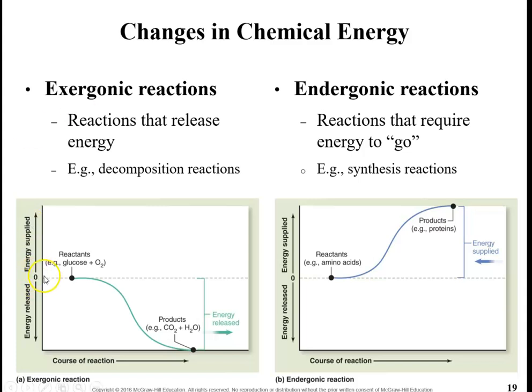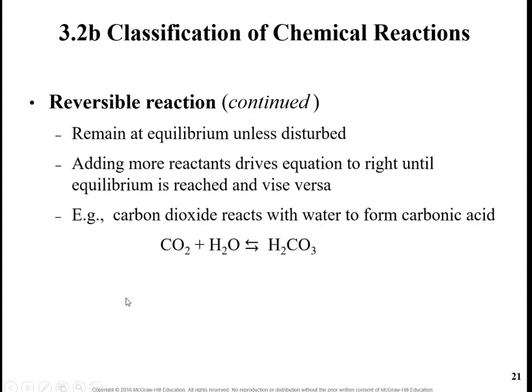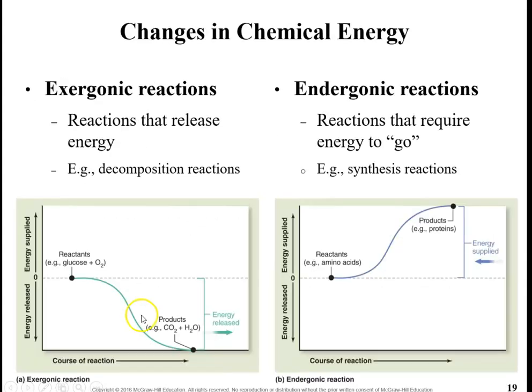So here you see if energy was at 0, this is where we would be, and then you'll see the energy level drop here from reactants, which have higher energy, to products, which have lower energy. And if the products have less energy than the reactants, remember conservation of energy, or the first law of thermodynamics, says that energy is conserved, so it must be released somehow.